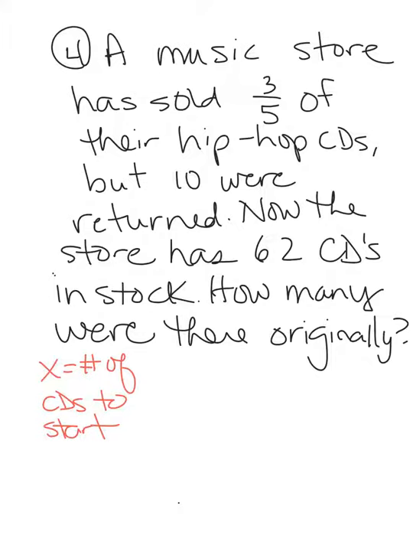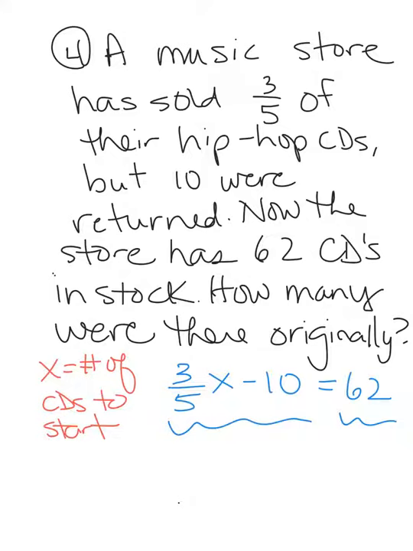So I have to kind of keep my equation balanced. So I'm going to let x equal the number of CDs to start. So if I sold 3/5 of what I started with, there's my x. So that's what I sold. However, of those CDs that were sold, 10 were returned. So I have to subtract 10 because in the end, the store's not getting any profit from them because they were returned. And that equals, right now they have 62 in stock. So whatever was sold and then returned is now equal to 62. So that's really the important thing.